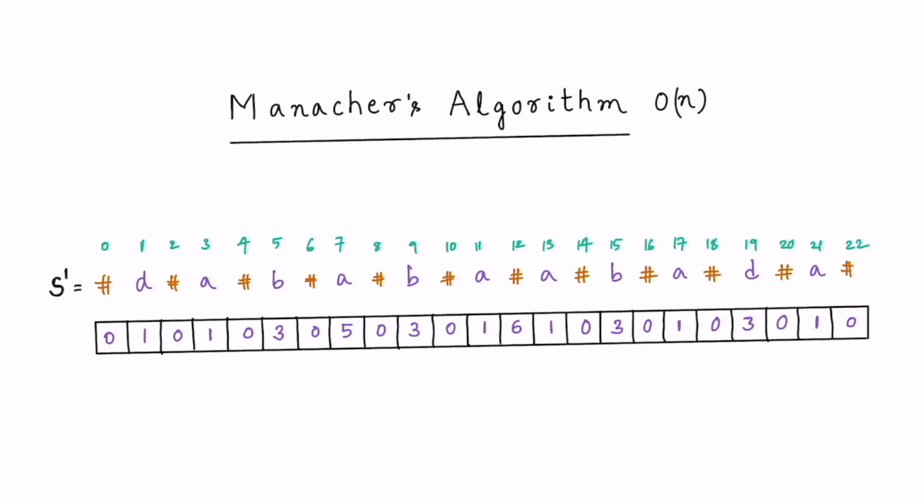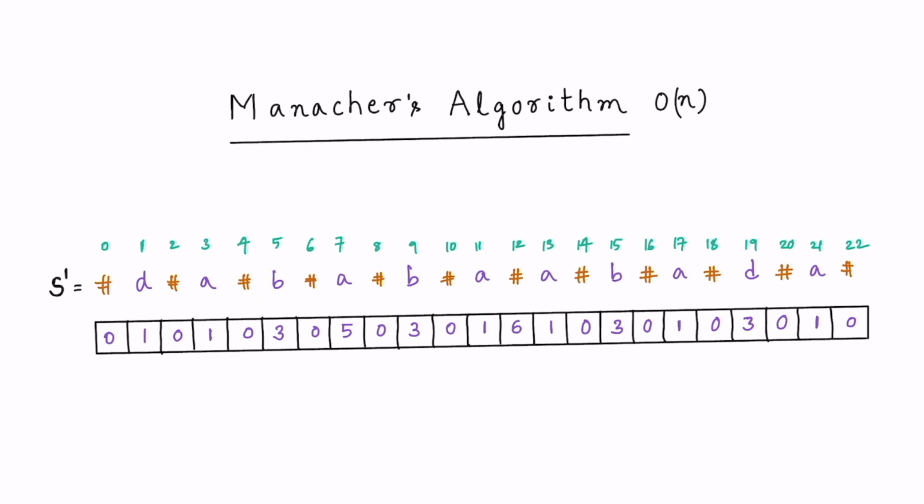Similarly, let's consider this character B. And the table says we have 3 characters to the right, which is 1, 2, and 3, and 3 characters to the left, which is 1, 2, and 3. So the longest palindrome with B as the center is this.